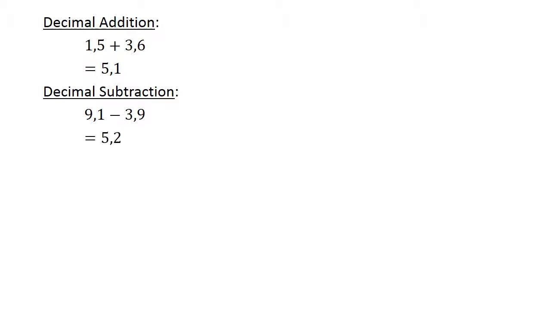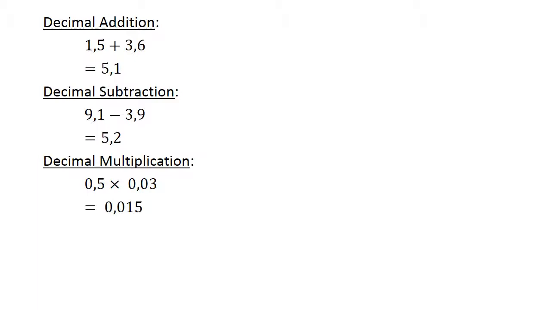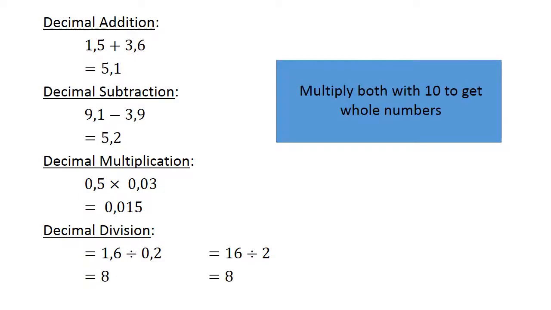Decimal addition, 1.5 plus 3.6 equals 5.1. Decimal subtraction, 9.1 minus 3.9 equals 5.2. Decimal multiplication, 0.5 times 0.03 equals 0.015. Decimal division, 1.6 divided by 0.2. Multiply both with 10 to get whole numbers. 16 divided by 2 equals 8.